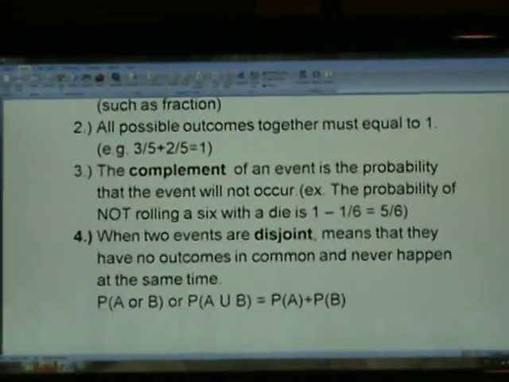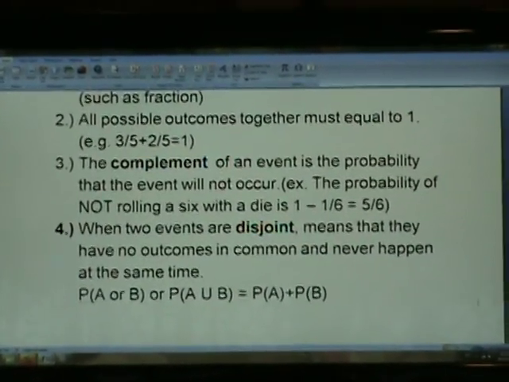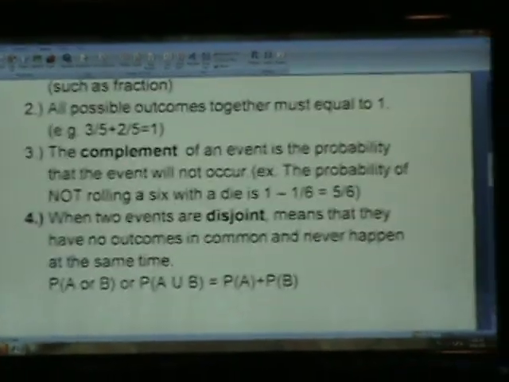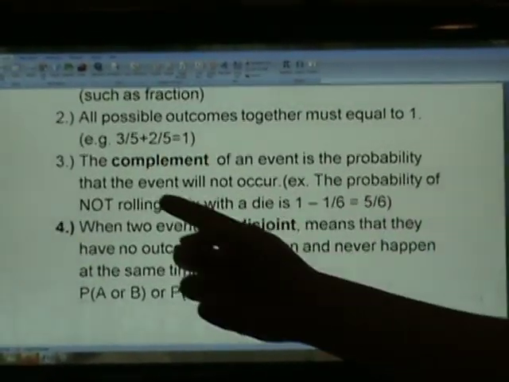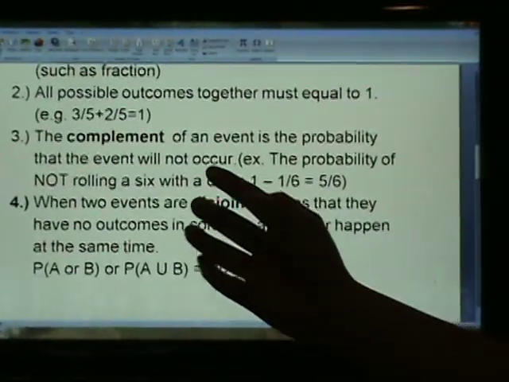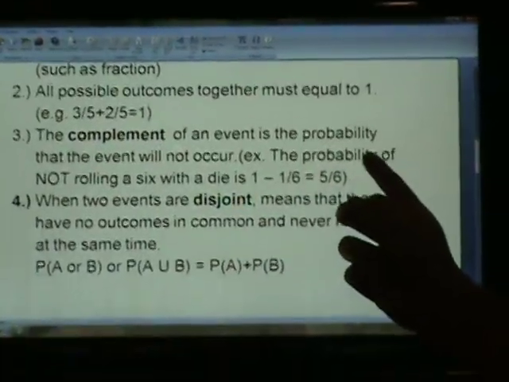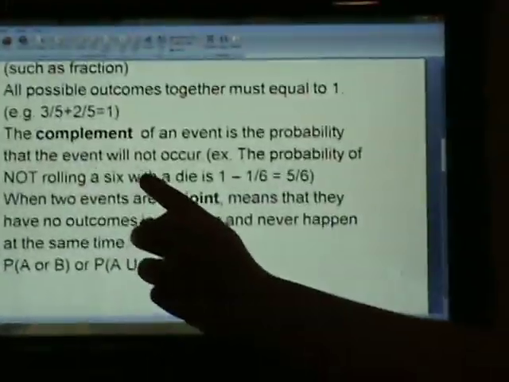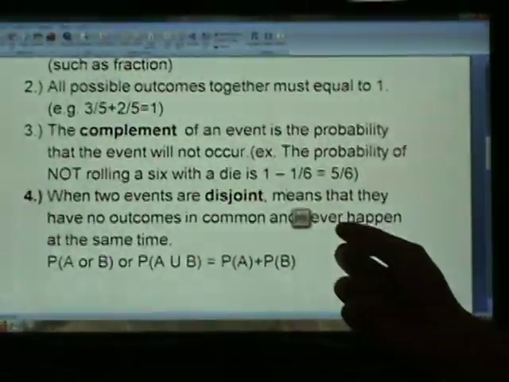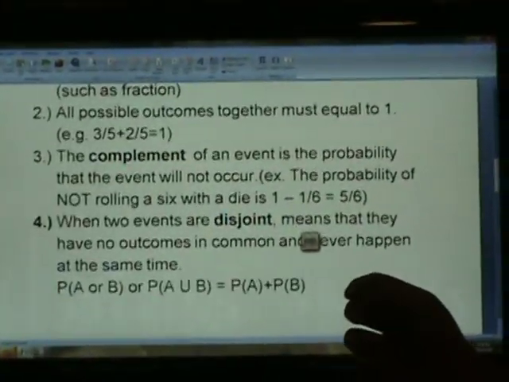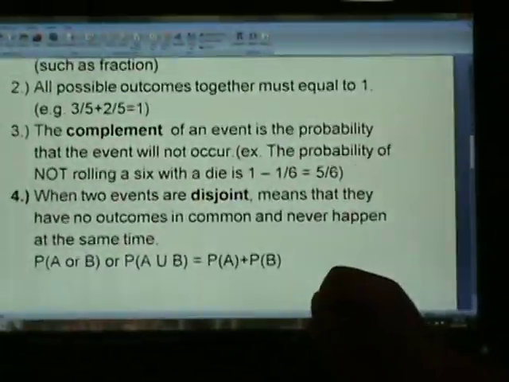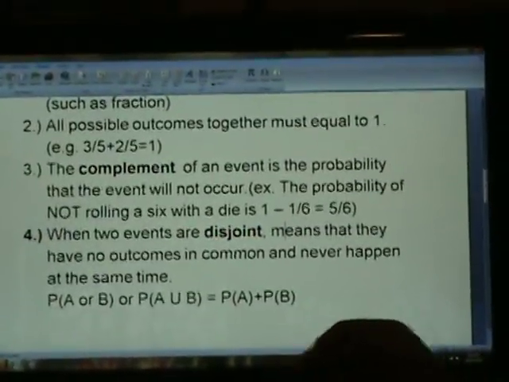Number 3, the complement rule. So what exactly is a complement? A complement is an event that will not actually occur. An example of this: the probability of not rolling a 6 with a die is 1 minus 1 over 6, which equals 5 over 6. So that would be a complement.